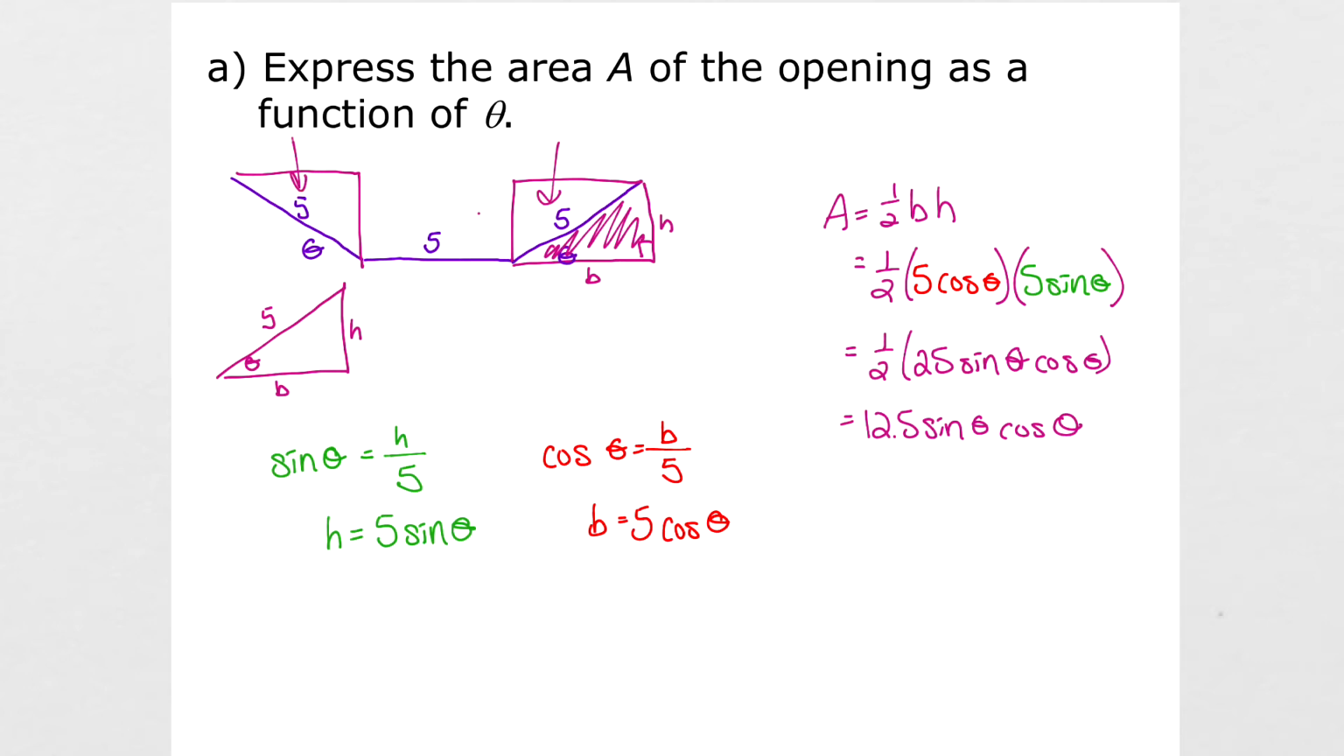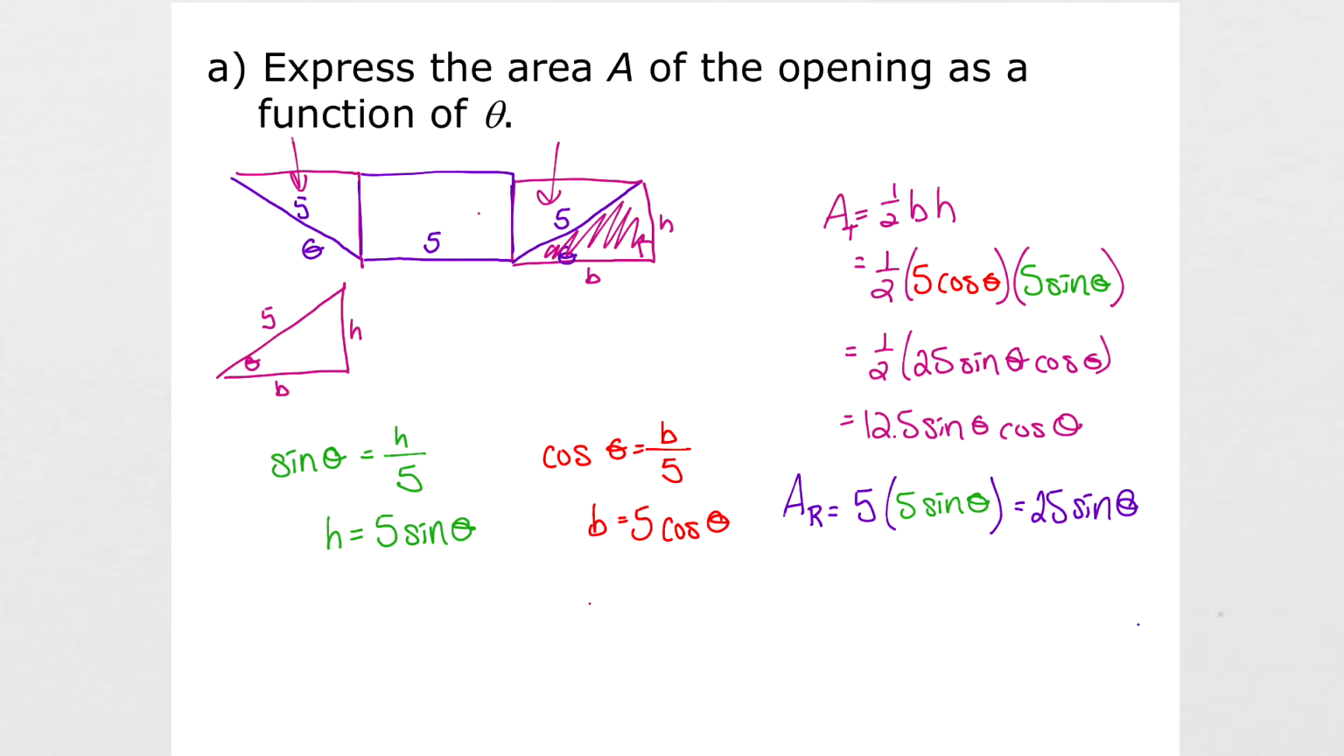And all we need now to find the area of the opening is the rectangle. So to find the area of the rectangle, I'm going to call it R and go back up and call that A of theta. Well, that would be the base times the height. So the base is 5. And the height we already found to be 5 sine theta. So that gives us 25 sine theta.